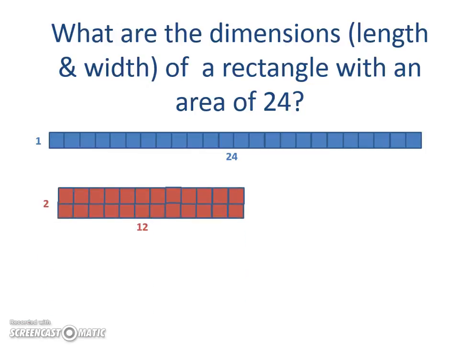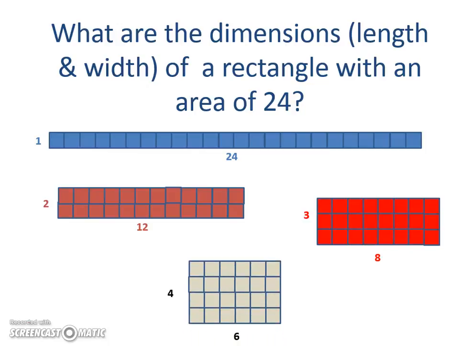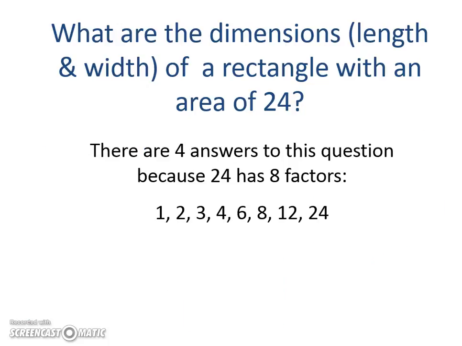Another possibility you could have had was a 2 by 12. 2 rows of 12 squares. Now, if you had 12 rows of 2 squares, that still works because it's still the same area, which is 24. You could have done a 3 by 8 and a 4 by 6. So there were 4 possible answers to this question because 24 has 8 factors, and each factor has a partner or a pair that makes up the other dimension of whatever number you're finding the factors of. So notice there was a 1 by 24, a 2 by 12, a 3 by 8, and also a 4 by 6.